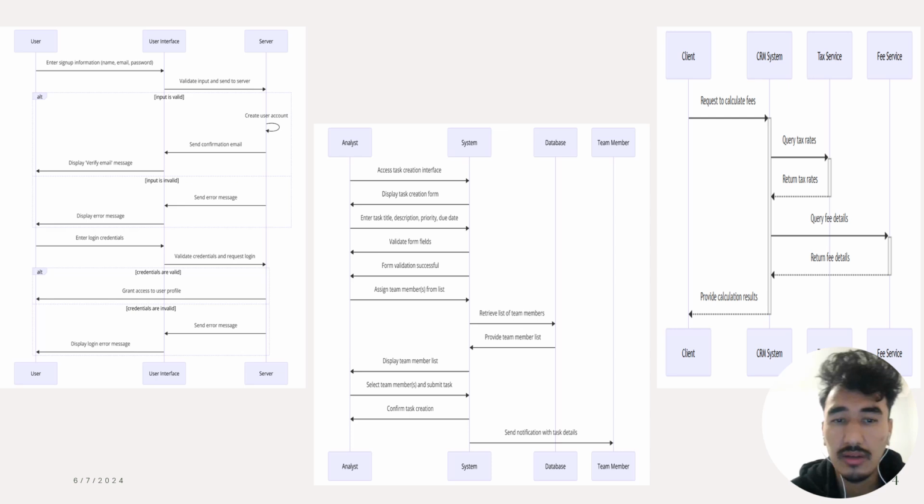So for the diagrams, on the screen you can see three different sequence diagrams which I created during the sprints. The first one is for a sign up and login process. The second one is for creating job tags for team members, and the third one is for the calculations of required fees and taxes.